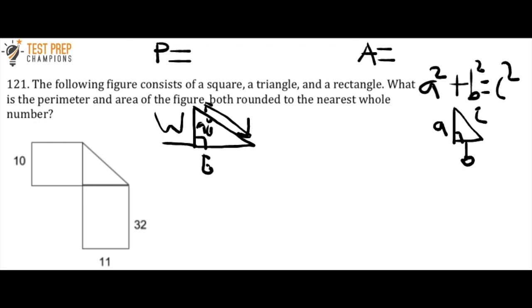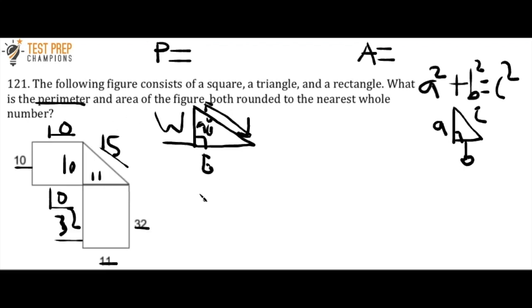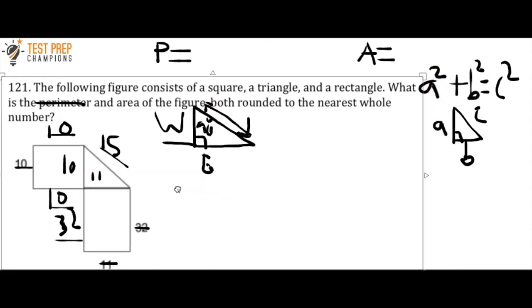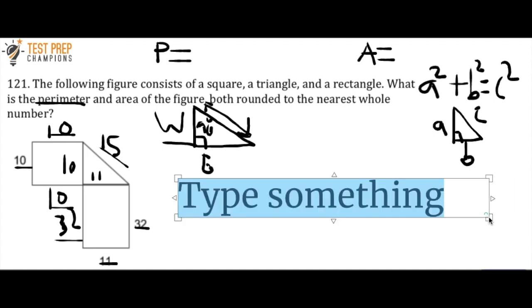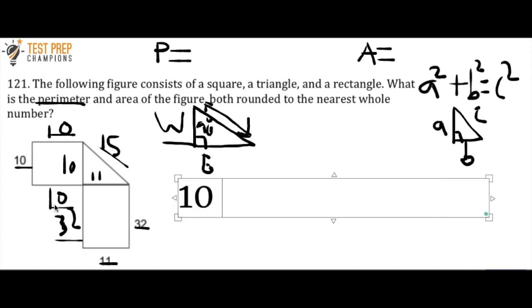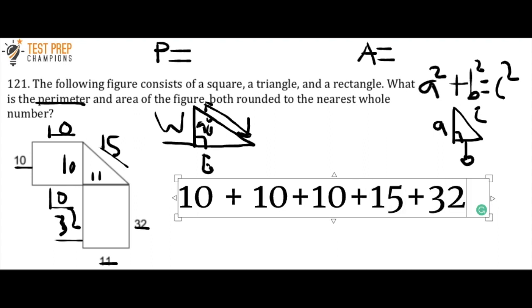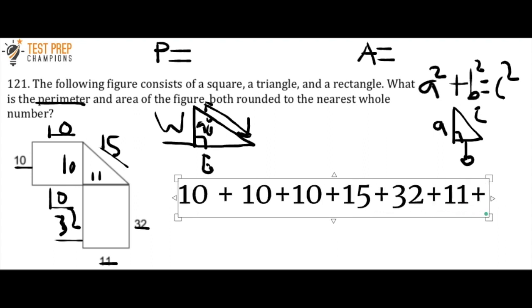Now that we found that this was 15, how do we actually calculate the perimeter? Well, it's actually very simple. We want to take all these numbers on the outside, which I've underlined, and we're just going to add them up. So let me do the quick method to write this out. We would do, starting with this 10 down here, 10 plus another 10 plus another 10 plus 15 plus 32 plus 11 plus another 32.